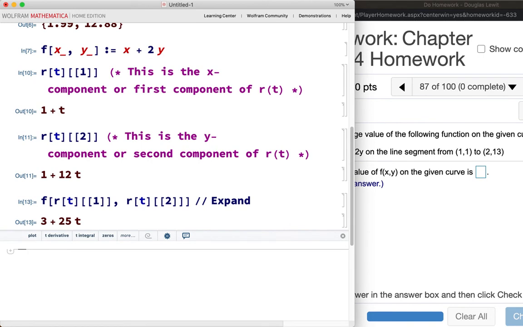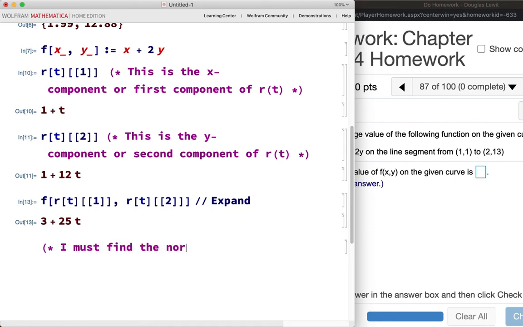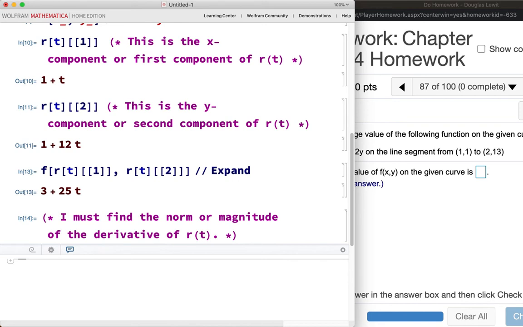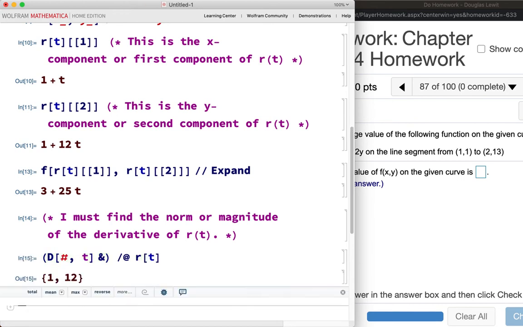However, I need to find the norm of the derivative of r of t. Let me write that down. I must find the norm, or magnitude, of the derivative of r of t. Okay, and how do I do that? Well, I think I showed you in my last video. All right, so derivative with respect to t, r of t. That's easy. Okay, that's 1 and 12.